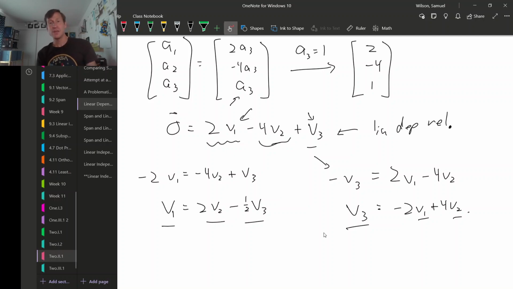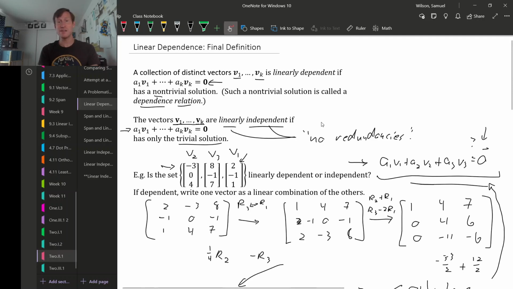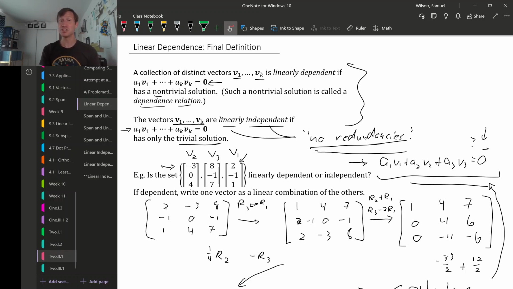All right, so what we're seeing is that this definition of linear dependence and independence that we've made, we think anyway, is capturing the idea of no redundancies. If one of the vectors is a linear combination of the others, this will detect that. And not only will it detect that, we have this way of actually calculating if a collection of vectors is linearly dependent or independent.